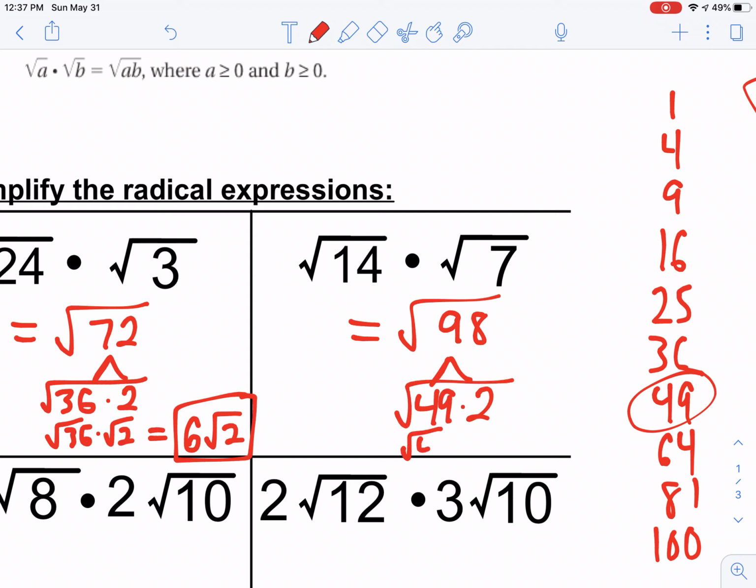So it becomes square root of 49 times square root of 2. Square root of 49 is 7. Square root of 2 stays as the square root of 2, and that's our answer. Okay?